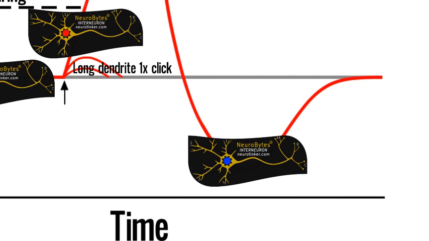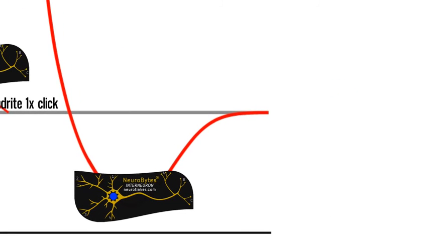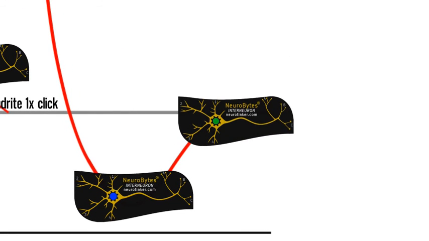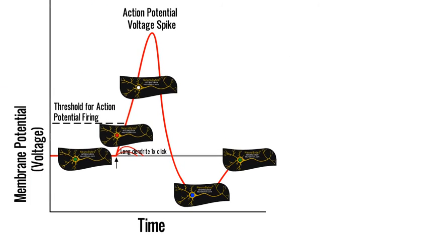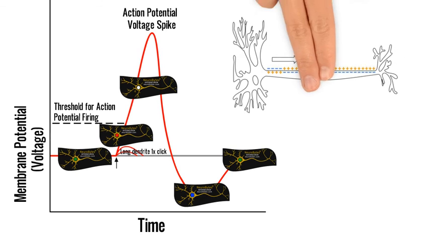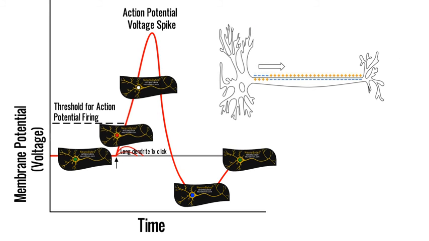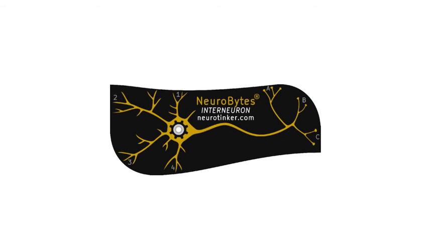After the white flash, the LED turns blue. This is called the hyperpolarization phase of the neuron. The membrane potential then returns to rest. This action potential firing starts at the axon hillock and then spreads in one direction down the axon towards the axon terminal, where the neurotransmitters are released in response to this voltage spike.